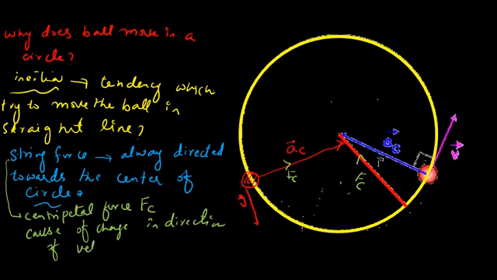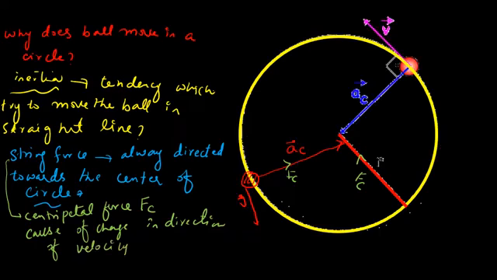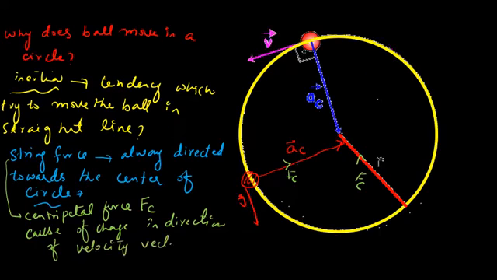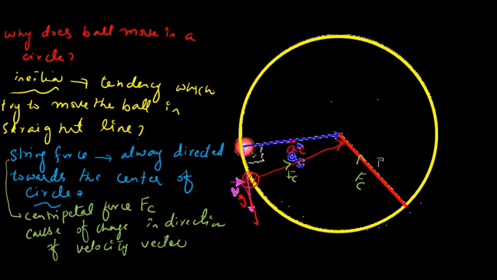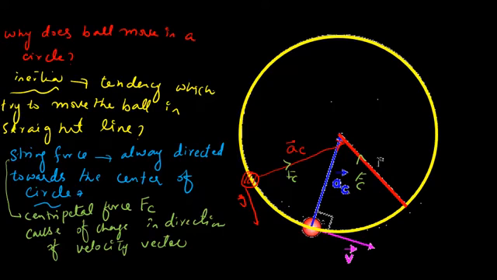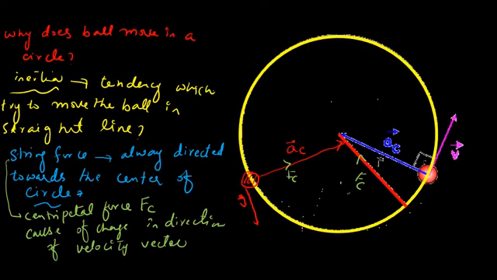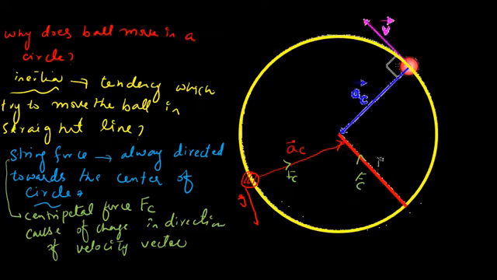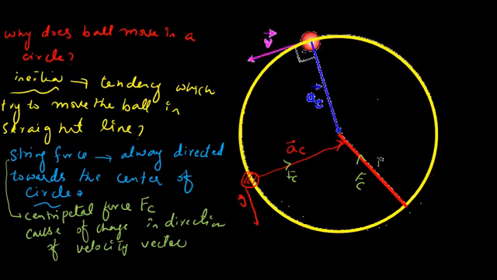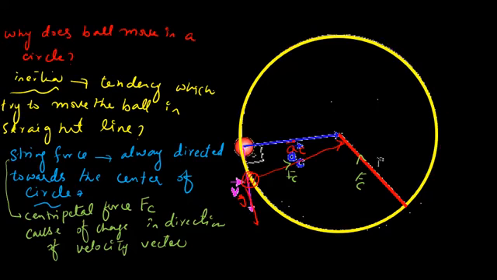As we know, when a body is moving in a circular path, the velocity vector is always changing its direction at every instant of time. So it is the centripetal force which causes the velocity vector to change its direction at every instant of time.